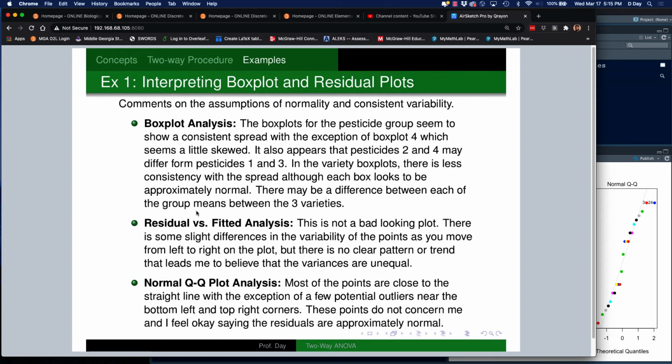The normal QQ plot, like I said, most of the points fit close to the line. There are a few potential outliers, but those points don't concern me too much. I'm okay with the normality of this to a certain extent. It's roughly approximately normal, let's put it that way. It's not the worst QQ plot we've seen this semester by far.